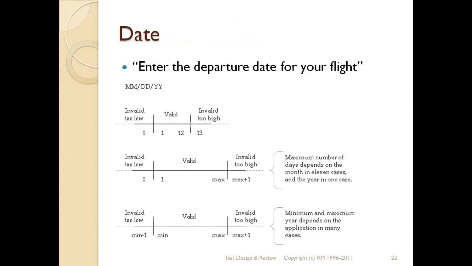Or there are sometimes examples where boundaries are dependent on each other. For example, in the date field, if it is MMDDYY, 12 or 13 is valid or invalid; 28, 29, 30 and 31 for a day in the month is valid or invalid depending on which month you are talking about, and 28 or 29 for Feb becomes valid or invalid depending on the leap year.